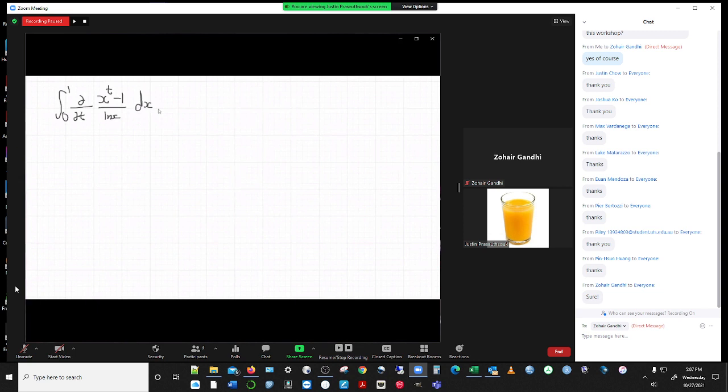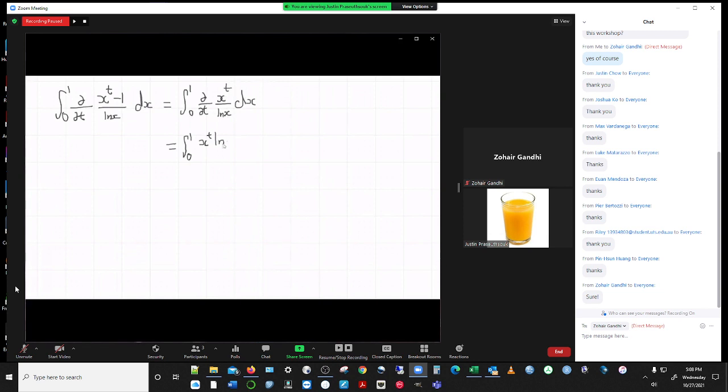Now, if we were to split up the fraction into two parts, x^t over ln x minus 1 over ln x, and if we were to take the partial derivative of minus 1 over ln x with respect to t, that term will just disappear. Now we remain with the partial derivative with respect to t of x^t over ln x. Since we're taking the partial derivative with respect to t, the x stays as a constant.